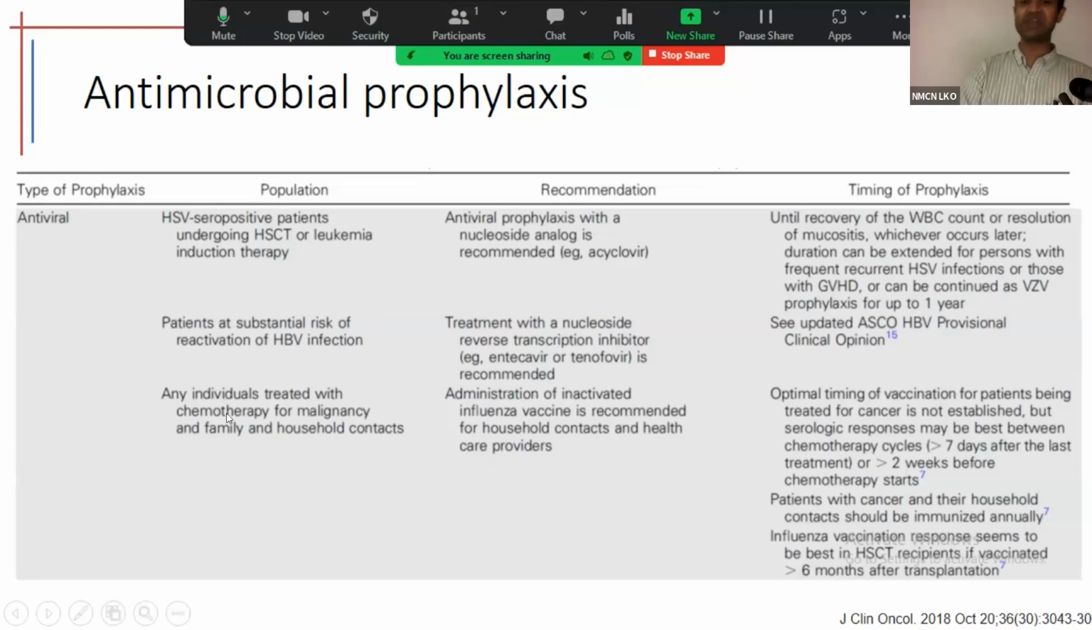Any individual who is treated with chemotherapy for malignancy and has family and household contacts of influenza, you should be administering anti-influenza vaccination for the patient as well as the household contacts. The ideal time for vaccination is prior to induction of chemotherapy, but this is not always possible. We encounter this very often. We have to give it when the patient is there with us, in contact with us. So any vaccination is better than no vaccination, right?